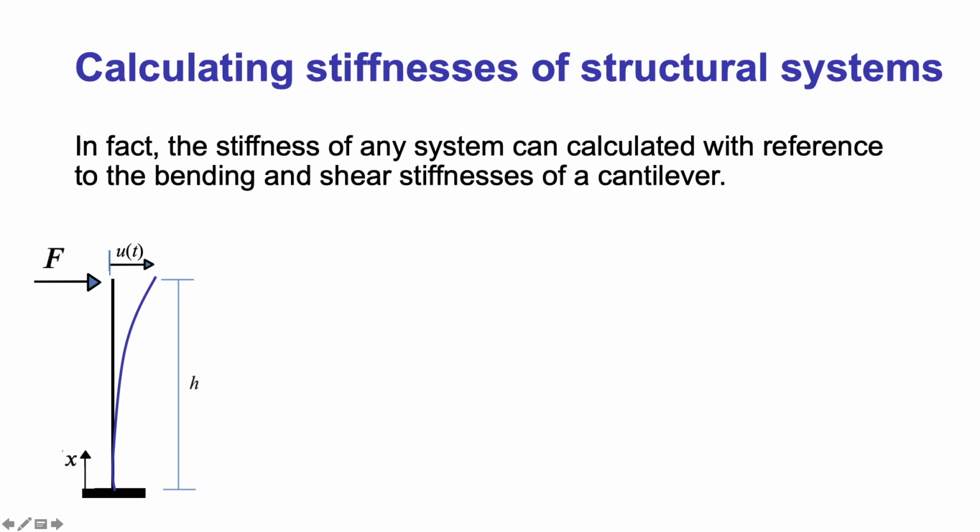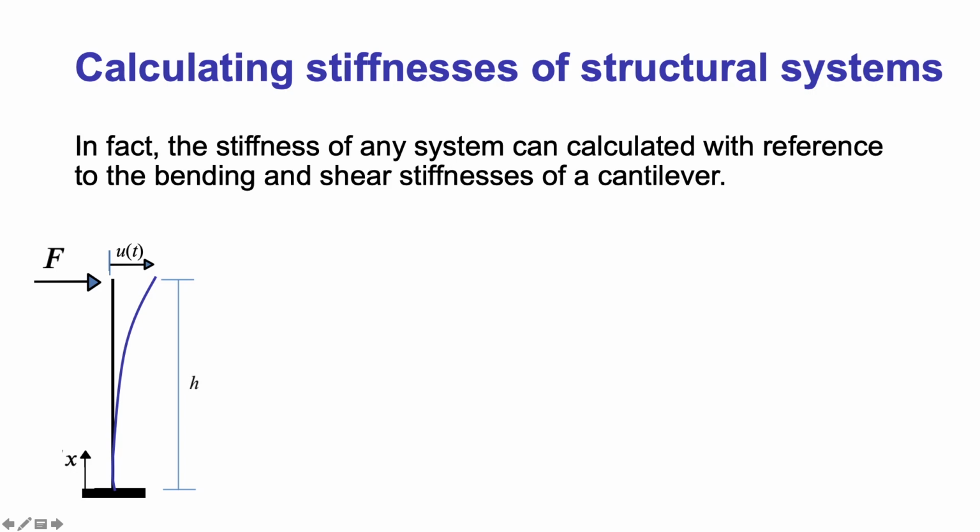I claim that the stiffness of most systems of interest to structural engineers can be traced back to the stiffness of a simple cantilever structure. Take, for example, this vertical cantilever of height h subjected to a horizontal load F at its tip. This load causes a lateral deflection U at the top of the member.